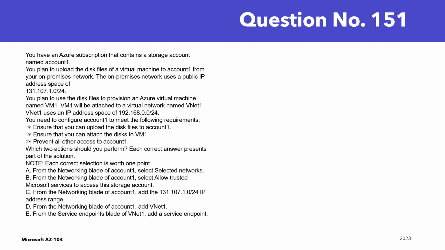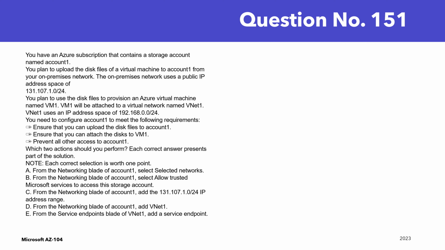You have an Azure subscription that contains a storage account named Account 1. You plan to upload the disk files of a virtual machine to Account 1 from your on-premises network. The on-premises network uses a public IP address space of 131.107.1.0/24. You plan to use the disk files to provision an Azure virtual machine named VM1. VM1 will be attached to a virtual network named VNet1. VNet1 uses an IP address space of 192.168.0.0/24.